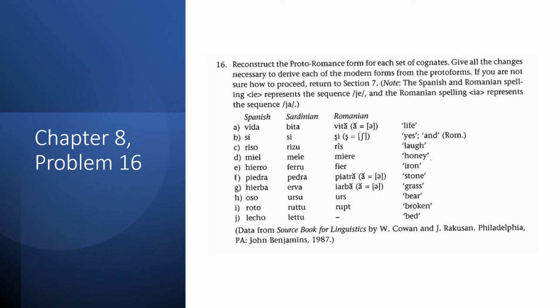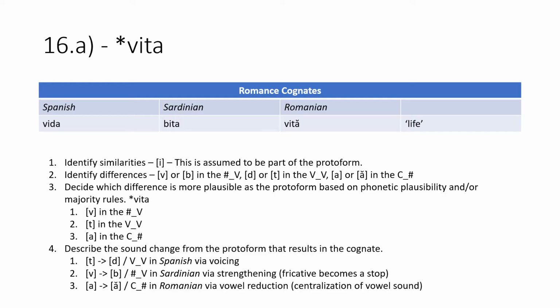So in other words, we look at vida, vita, vita, then what is likely to have been the root from which, or the protoform from which these forms grew, right, or developed, and then to explain how they could have developed based on what we know about language change. Okay, so we look at vita, right? So in Spanish, vida, in Sardinian, vita, in Romanian, vita. A different A sound there, you'll notice, right? So first thing we do is identify the similarities.